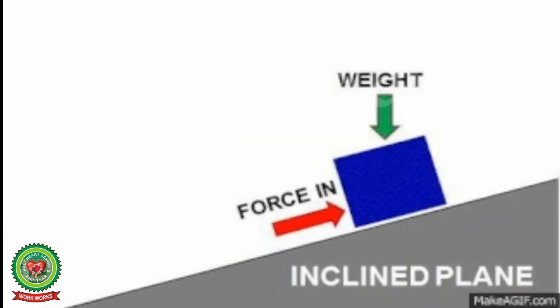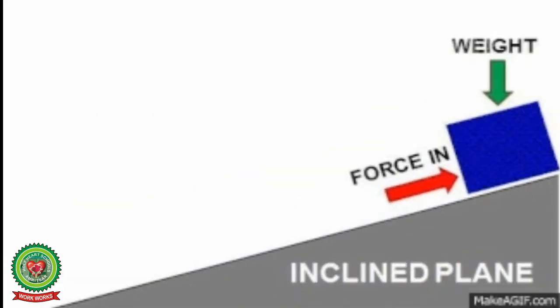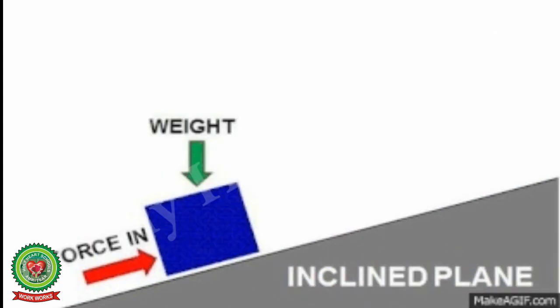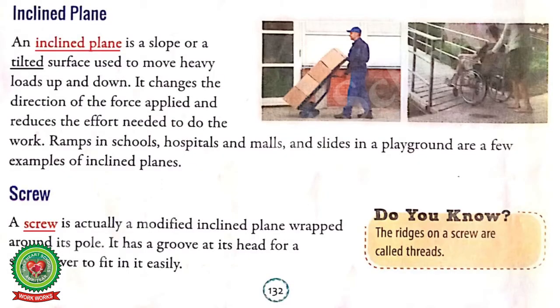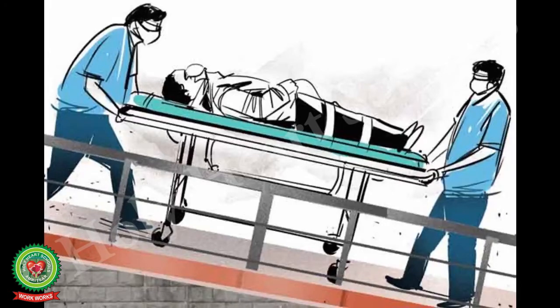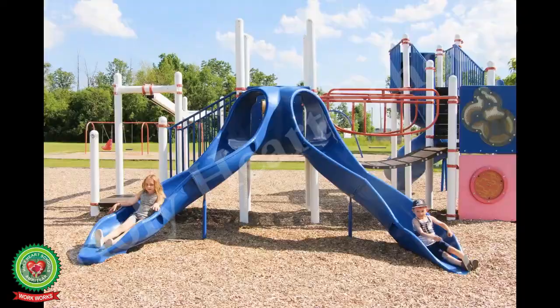An inclined plane changes the direction of the force applied and reduces the effort needed to do the work. Examples of inclined plane are ramps in schools, hospitals and malls, slides in the playground, etc.